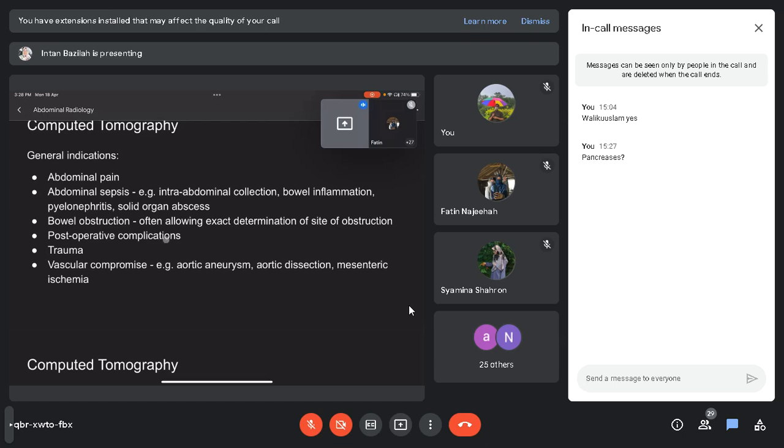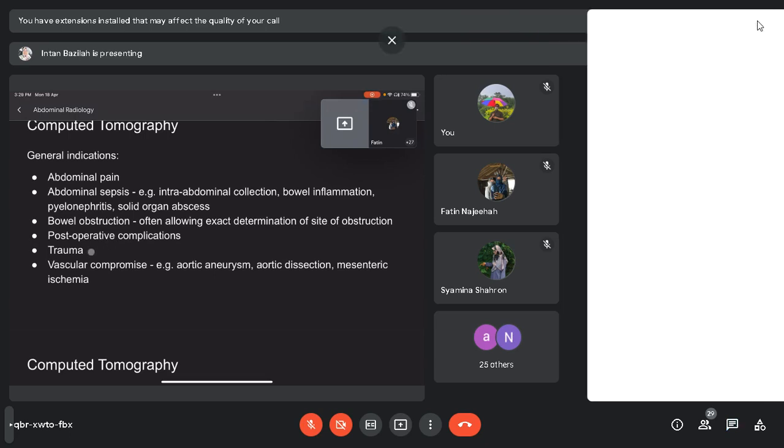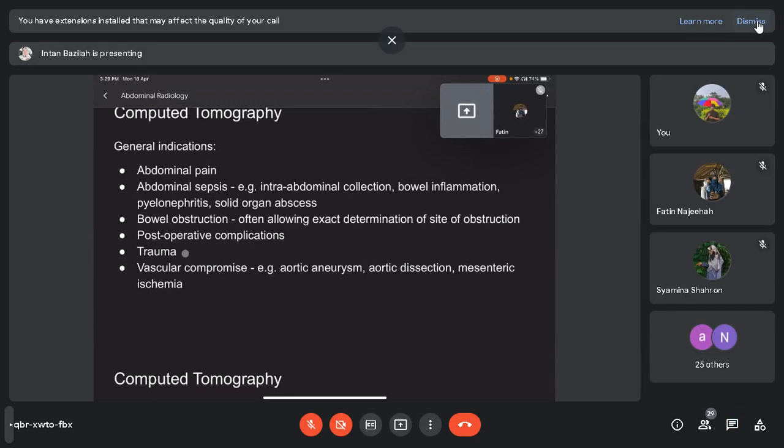And to look for post-operative complications such as any anastomotic leak, and in trauma, of course, because you want to grade the trauma injury, for example, liver laceration, spleen laceration, renal injury. And of course, in vascular compromise such as aortic aneurysm, aortic dissection, and mesenteric ischemia.